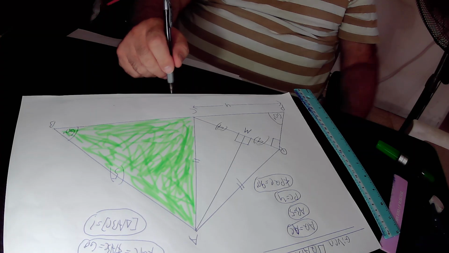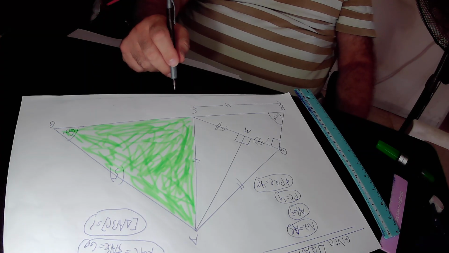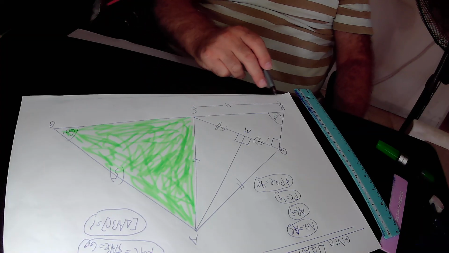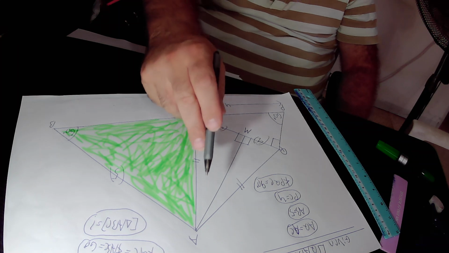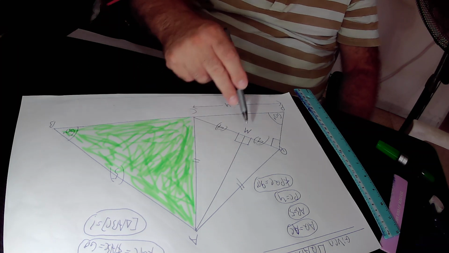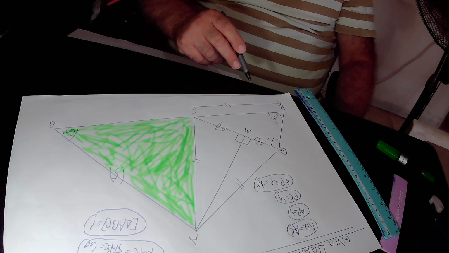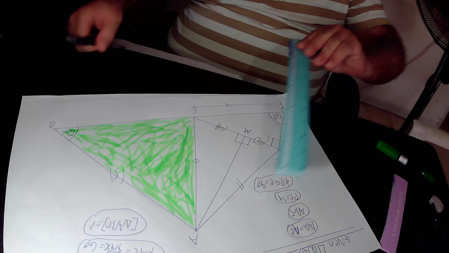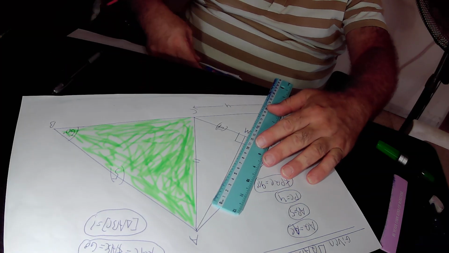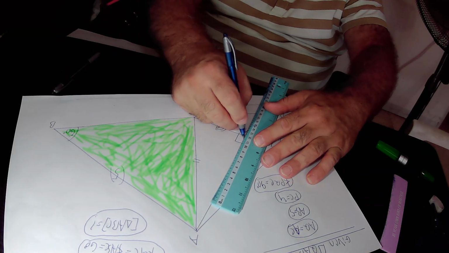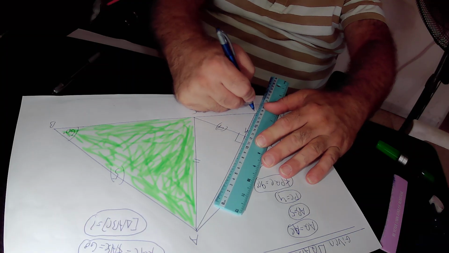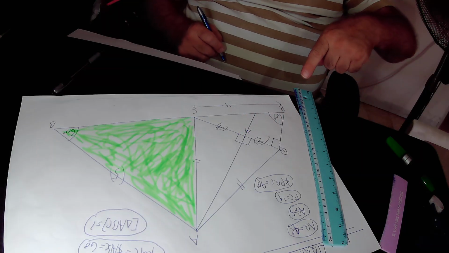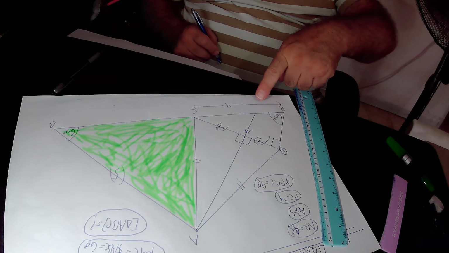In the next step, we will extend the perpendicular AM by a straight line until it touches line segment PC. I'll repeat again. We will extend the perpendicular AM by a straight line until it touches line segment PC. We will define the touching point of the extended perpendicular AM with line segment PC. This point is point N.